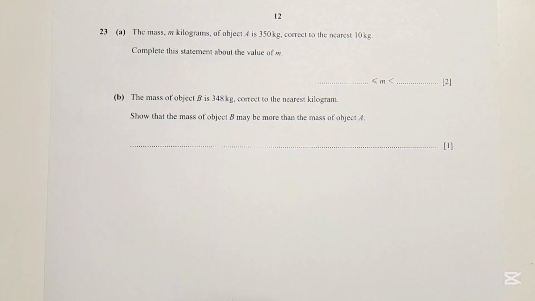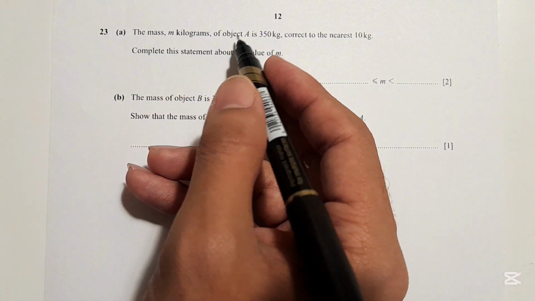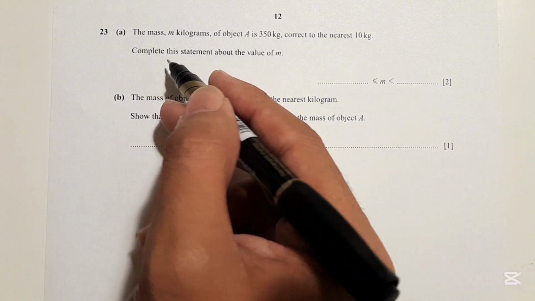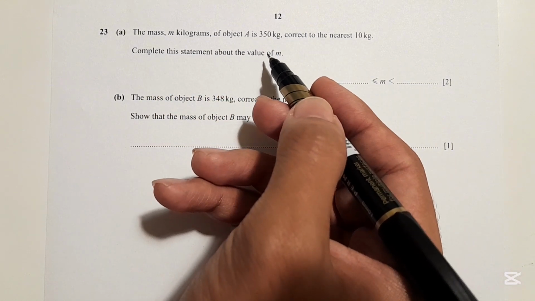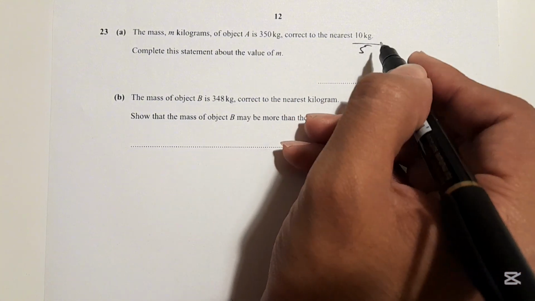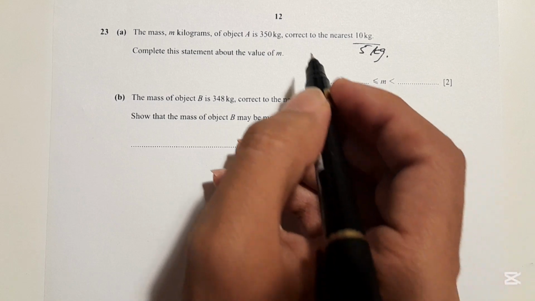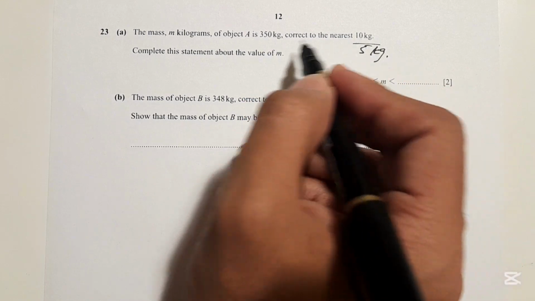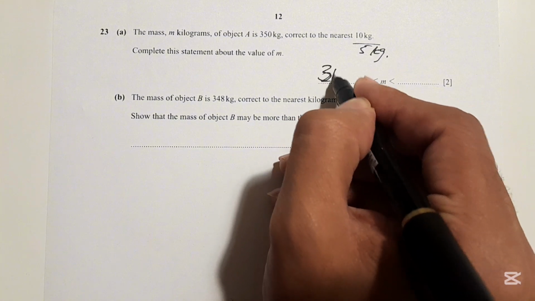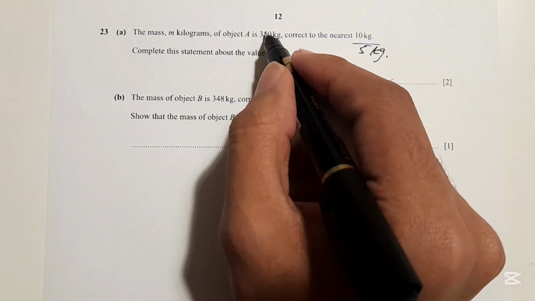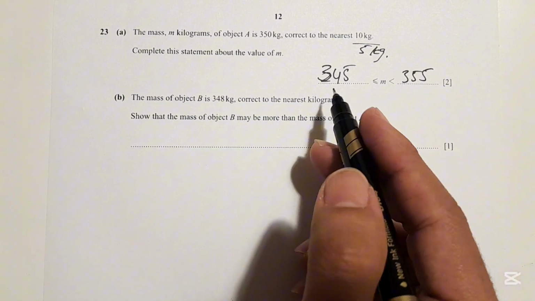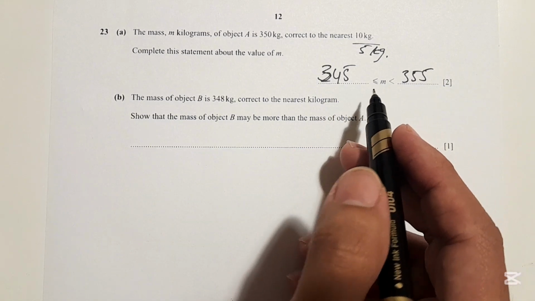Question 23 part A states the mass in kilograms of object A is 350 kg, correct to nearest 10 kg. Complete the statement about the value of m. So this means that we first halve the 10 kg into 5 kg. Then we have 5 kg. So we will first subtract 5 kg from 350, which is 345, and then we will add 5 to 350, which will be 355 kg. So this is the range 345 to 355.